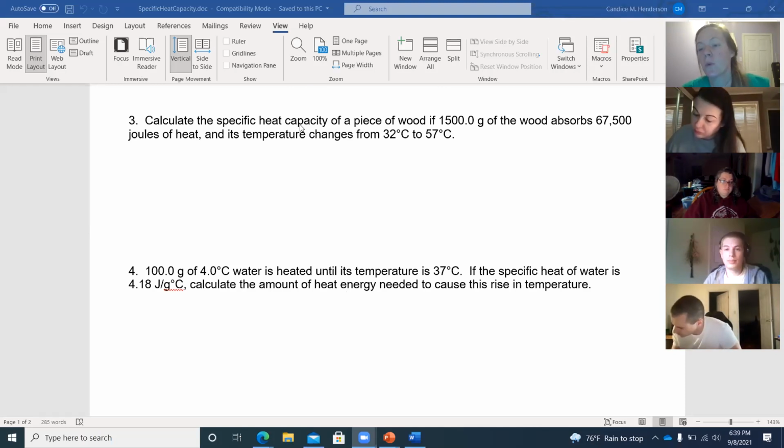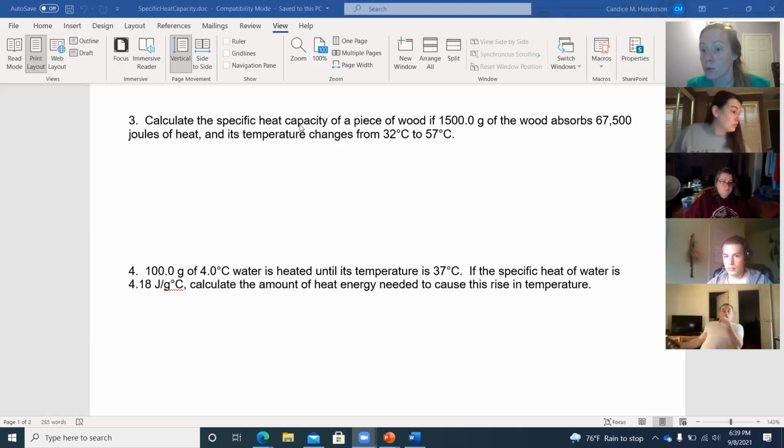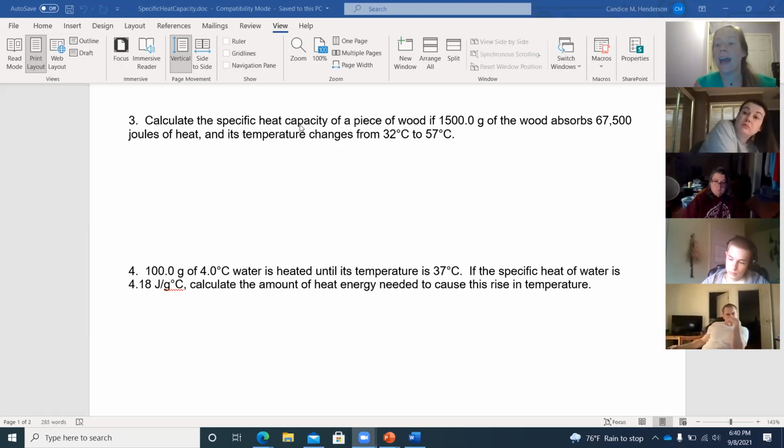There is one specific heat capacity that I do want you to be pretty comfortable with, and that's the specific heat capacity for water. Water has a specific heat capacity of 4.184 joules per gram degree Celsius. It's also the same number as your calorie to joule conversion, that 4.18. So you see that number a couple times.